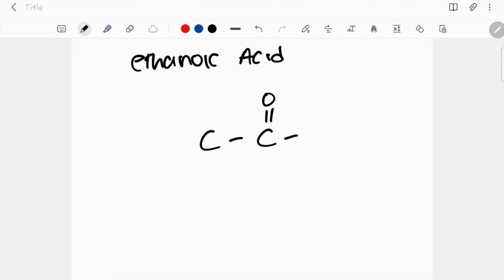Actually, let's put an O and then H. And the other carbons just have hydrogens around them. Okay? That's how you do it. Simple. No double bonds, nothing like that. This is how you draw it.